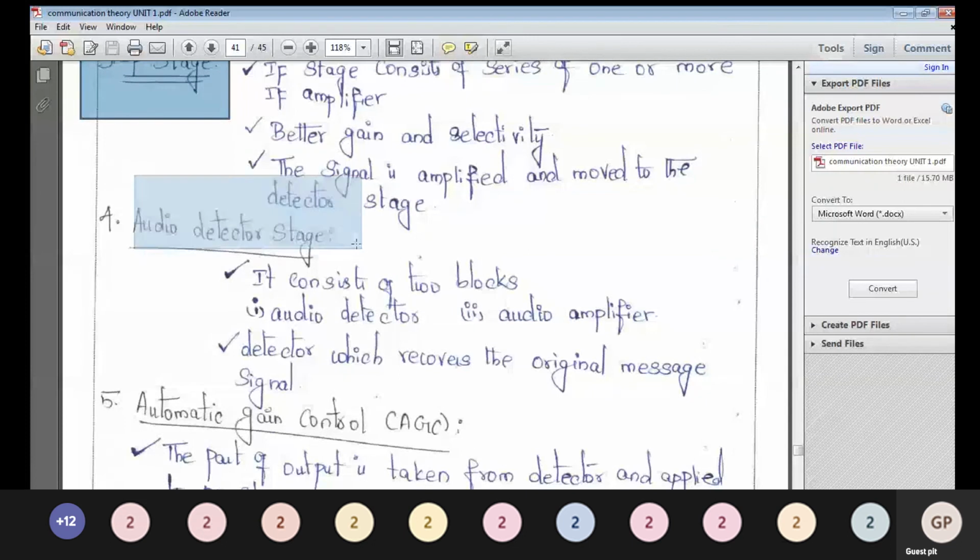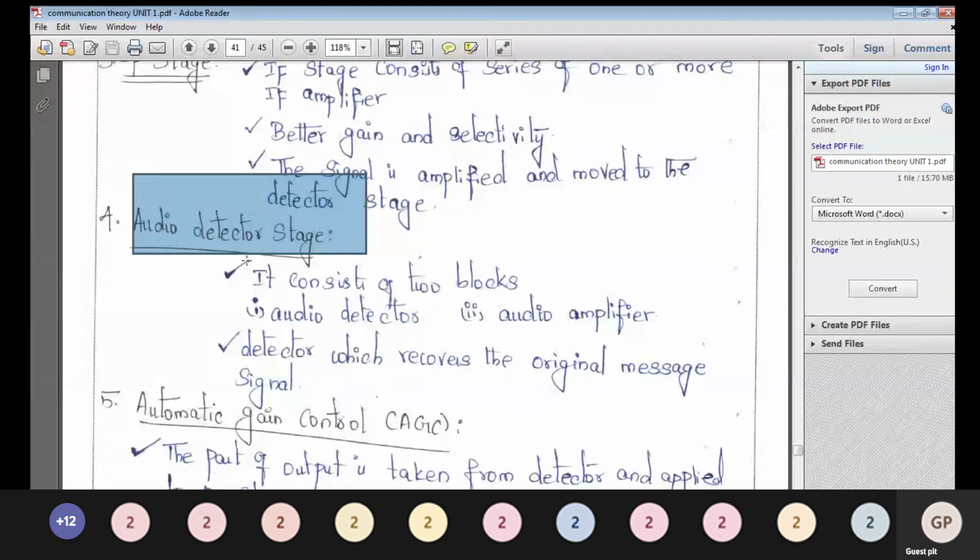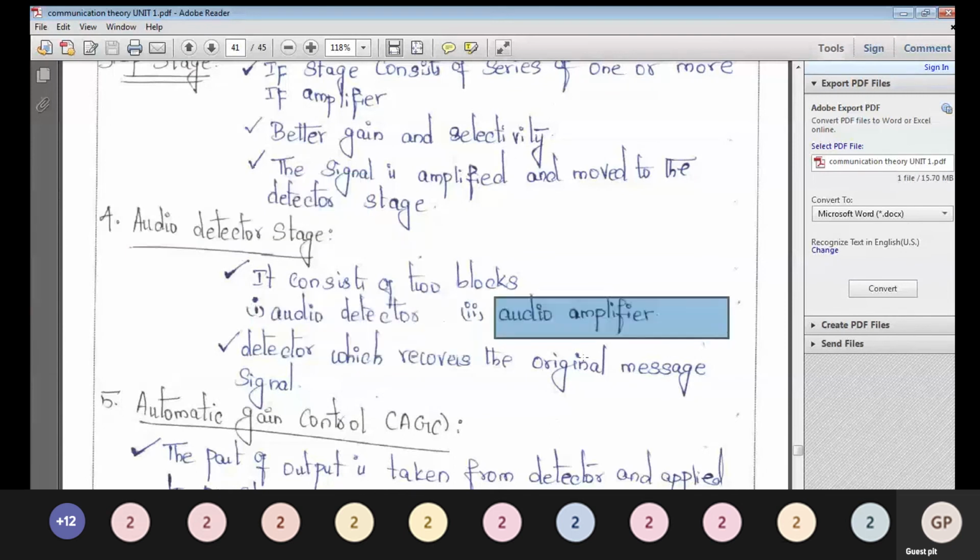Then the audio detector stage, where we are doing the demodulation process. It consists of two blocks: the detector block and the amplification block. In the detector block, we are doing the detection process, that means the demodulation process. From the modulated signal, the original message signal is recovered, or detected. This stage is called the audio detector stage.